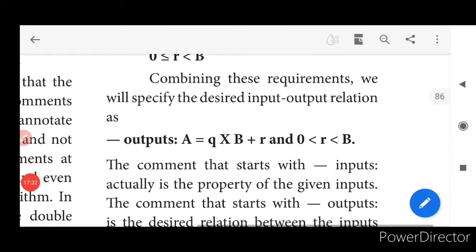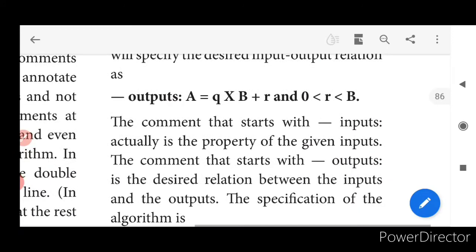So how should your output be now? Output should be like this: a is equal to q into b plus r, where r lies between 0 and b. The comment that starts with a dash in the inputs is actually the properties of the given inputs. The comment that starts with a dash in the outputs is the required relation between inputs and outputs.